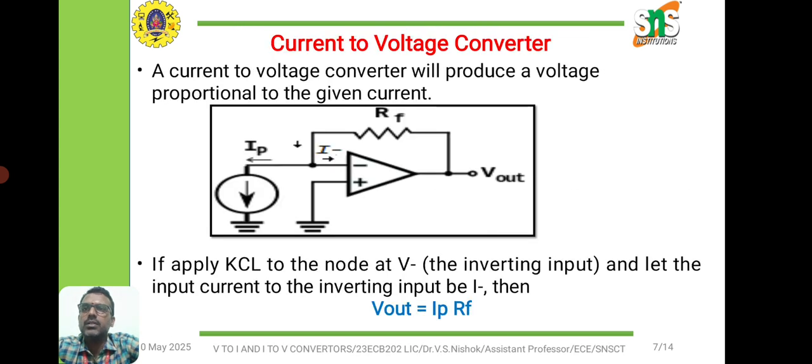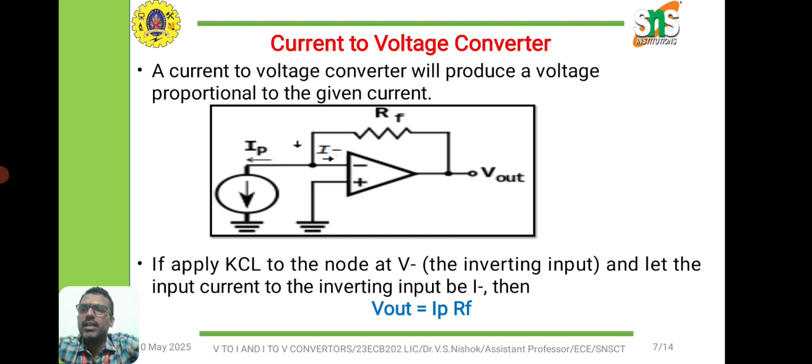Similarly, the current to voltage converter. Here we are connecting the current input to the inverting terminal, and the non-inverting terminal will be grounded. The feedback path is provided with the resistor RF, where the current at the node in the inverting terminal is I minus.